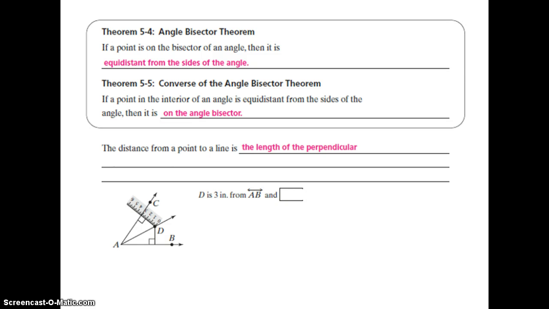And the distance from a point to a line is the length of the perpendicular segment from the point to the line. So a couple things. To do this, you have to have perpendicular lines going from the outside going in. If they're not perpendicular, this doesn't work. If these are the same length as each other, then that makes this an angle bisector, which then means that this angle is congruent to this angle. So D is 3 inches from AB and AC. They are both the same distance because they are both being met by the same thing at a perpendicular angle.